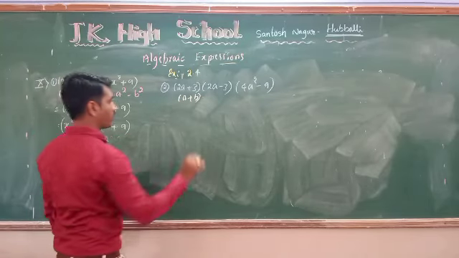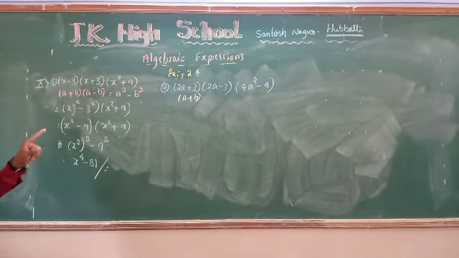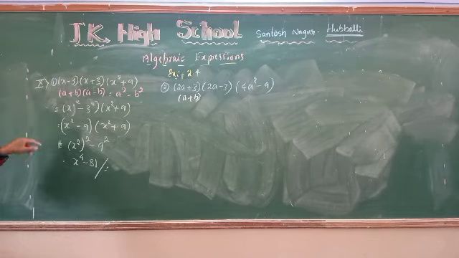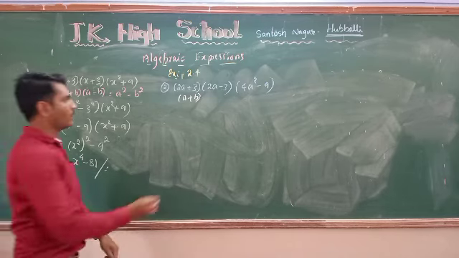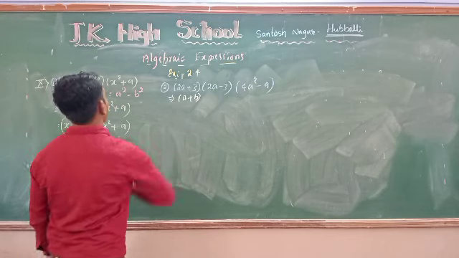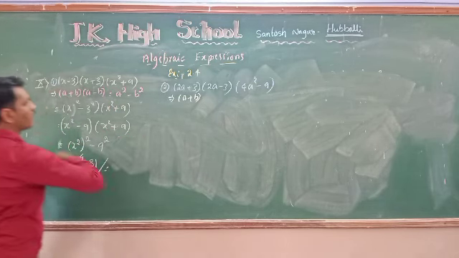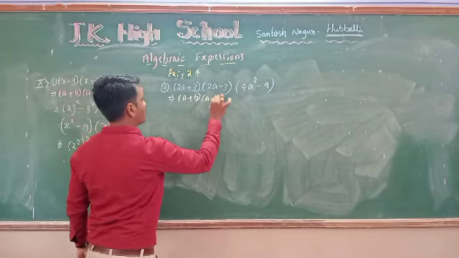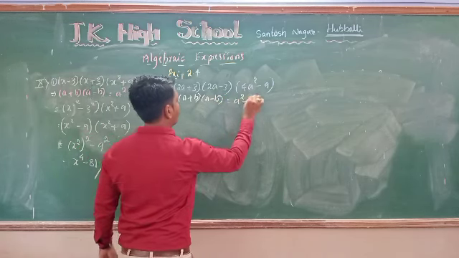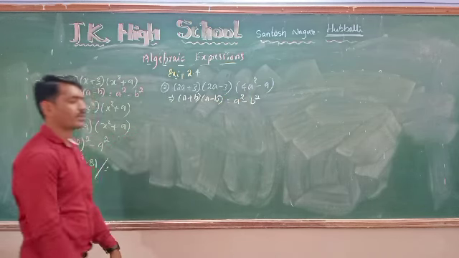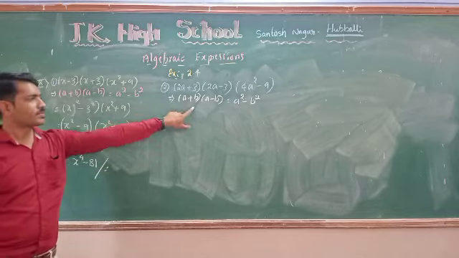For every question we have to mention the conditionality. Only one step you can mention, the remaining steps you can do directly, no problem. (a plus b) into (a minus b), so a square minus b square. Correct? (a plus b) into (a minus b) is what?